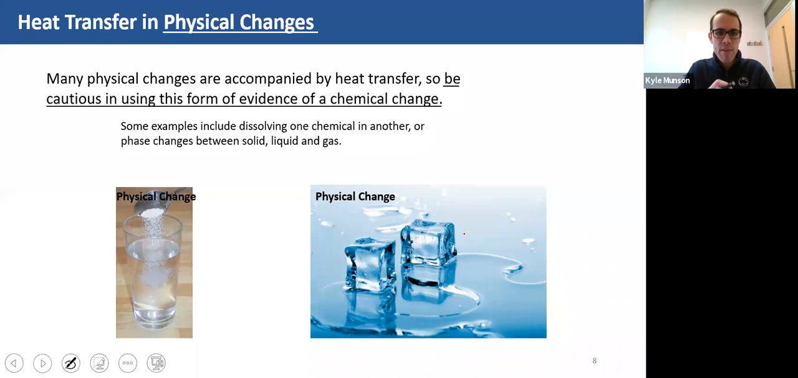So some examples are given here, like dissolving one chemical into another, like dissolving sugar into water. You can get back the sugar molecules intact if you just evaporated all the water out. Or a phase change between a solid, liquid, and gas, like an ice cube melting. So there's some heat transfer involved there, but the water molecules at the molecular level have not changed. So that's just something to be cautious about, and we'll see that as you go through this section, this chapter.